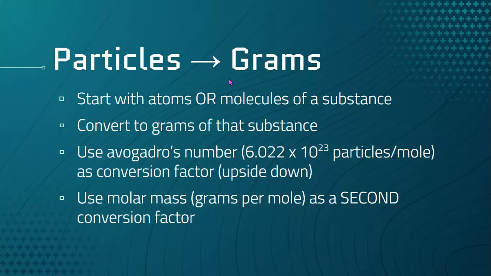There's 2 conversion factors that we need to use for these problems. The first is Avogadro's number, which again is 6.022 times 10 to the 23rd particles per mole. We are going to use that as a conversion factor, either right side up or upside down, depending on which of the units we're starting with. And we are going to use the molar mass of the substance, that's grams per mole, as a second conversion factor. And again, we use the periodic table to calculate that.